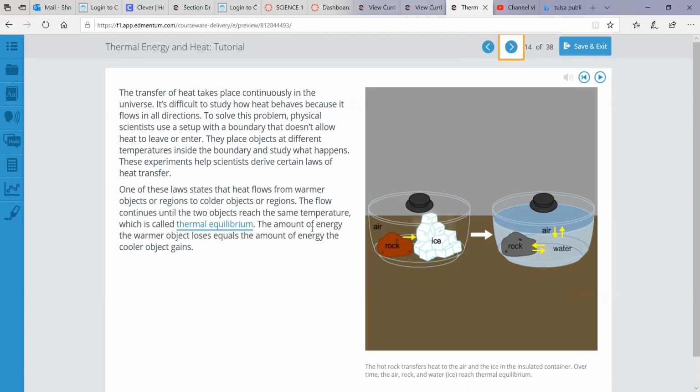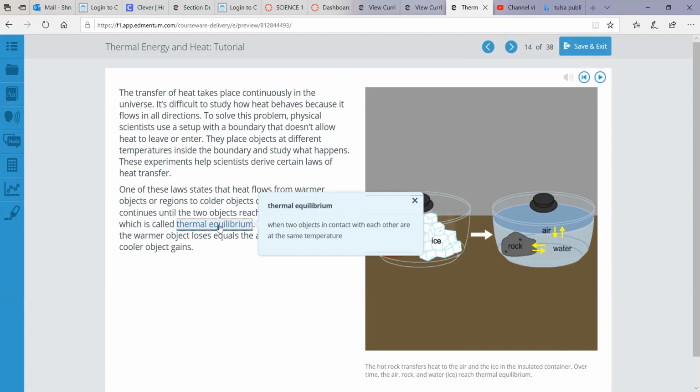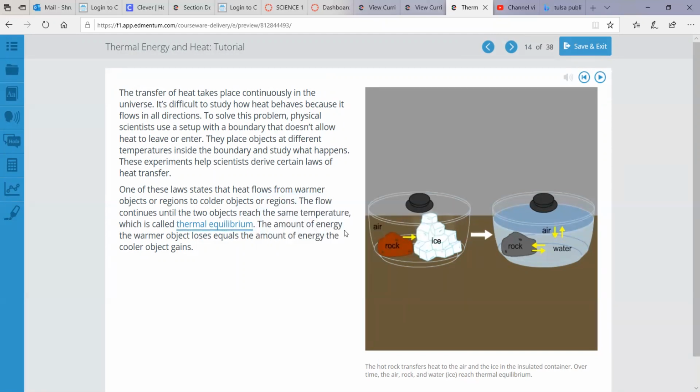And one of those laws is that heat flows from warmer to colder objects. The flow continues until the two objects reach the same temperature. And when two objects are at the same temperature, that is called thermal equilibrium. Equilibrium, think of the word equal, has the same root, but that means they are at the same temperature in contact with one another. And the amount of energy the warmer object loses equals the amount of energy the cooler object gains.